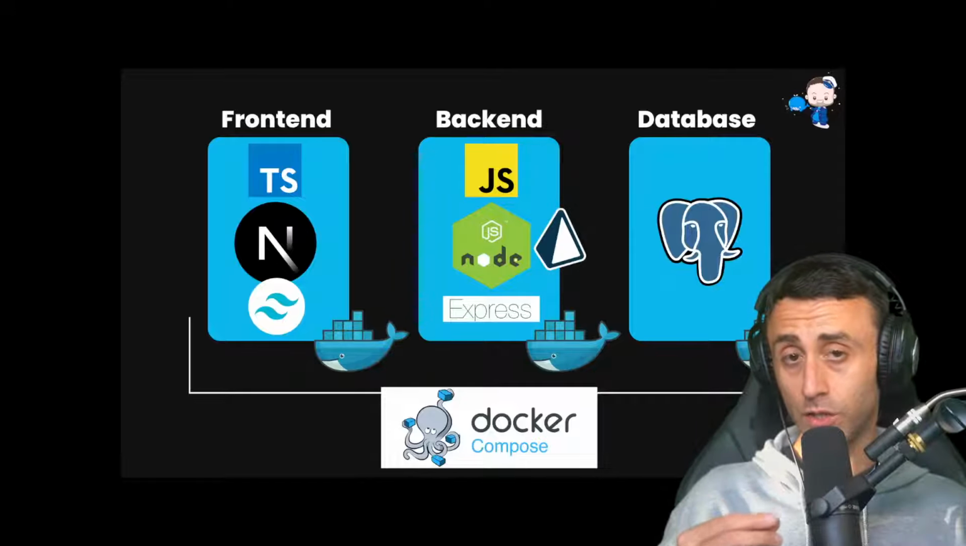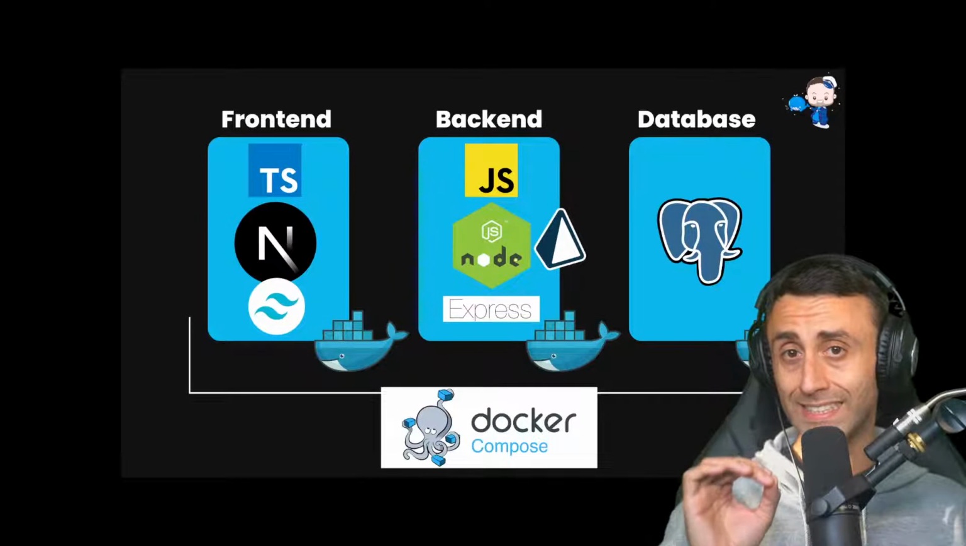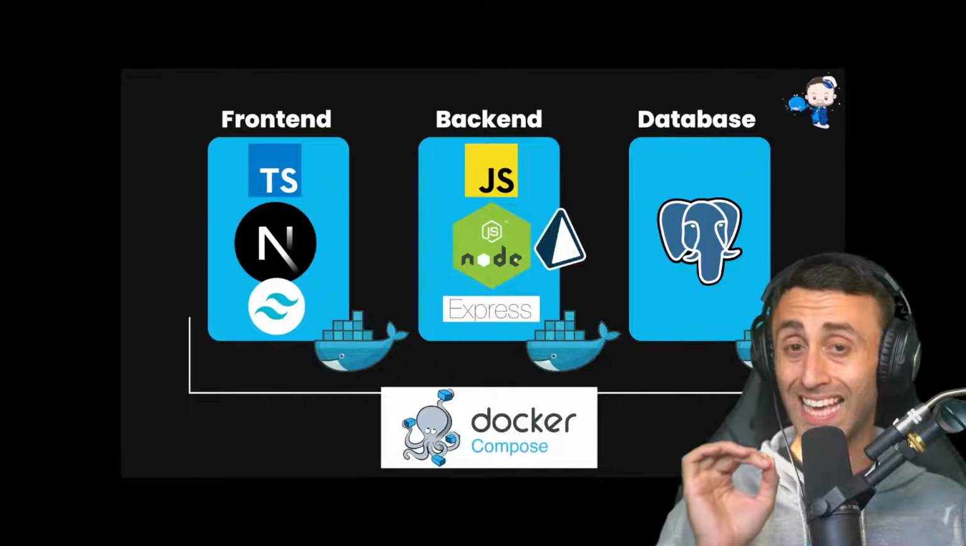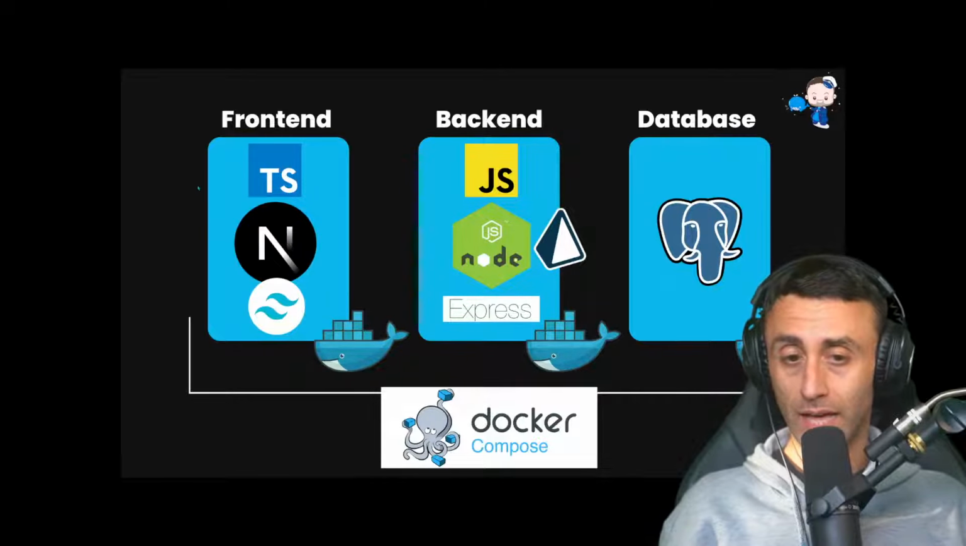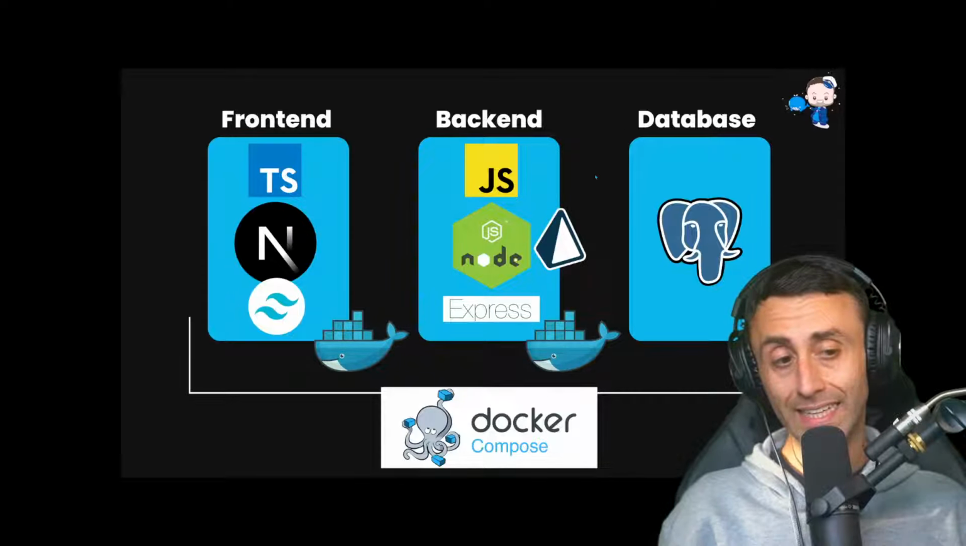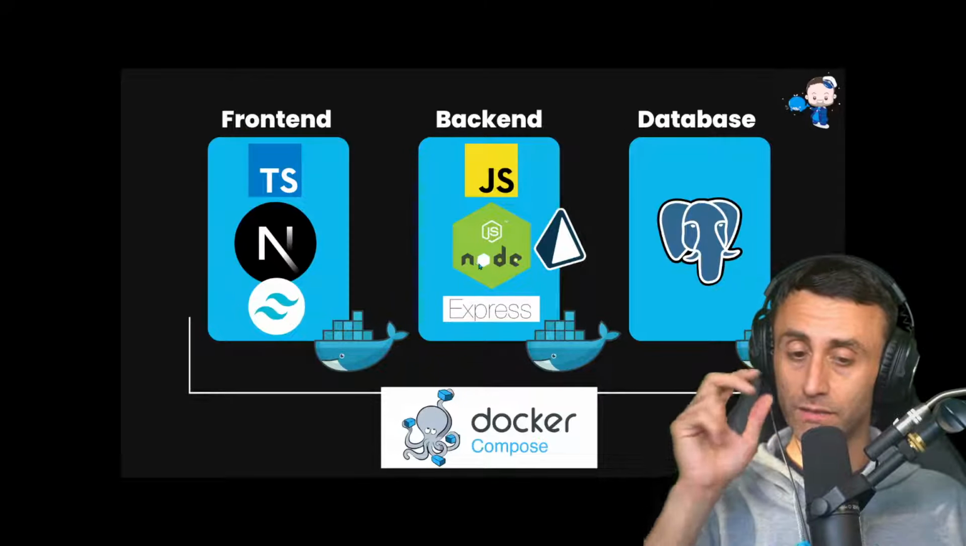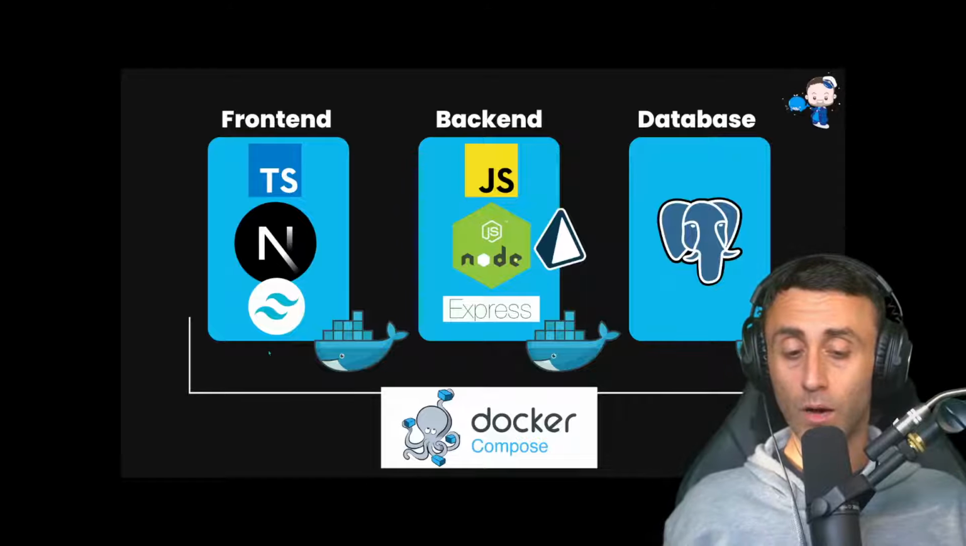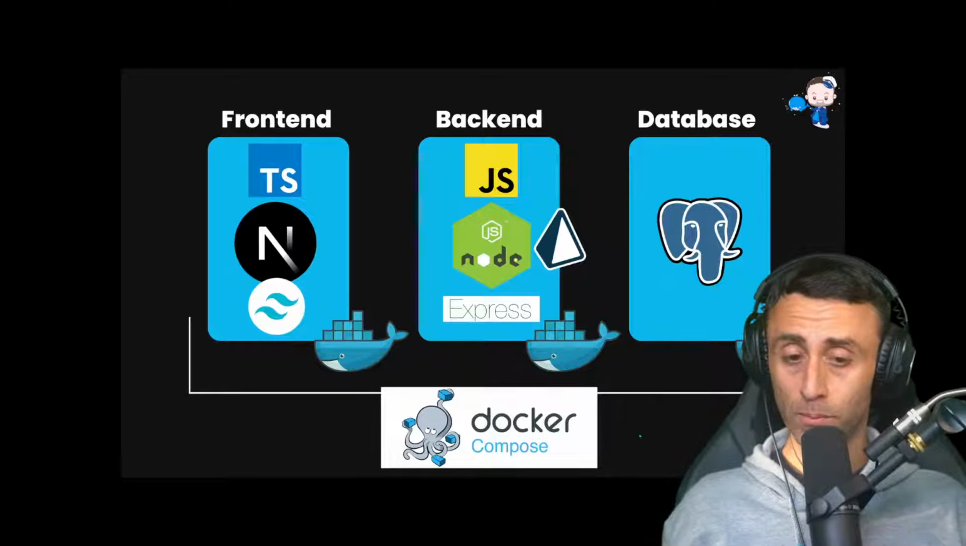By the end of this video, you will have a full stack web API app, and we will use a front-end application, a back-end application, and a database. So we'll have 3 services. All 3 of them will be connected using Docker Compose, and we'll use many different technologies.